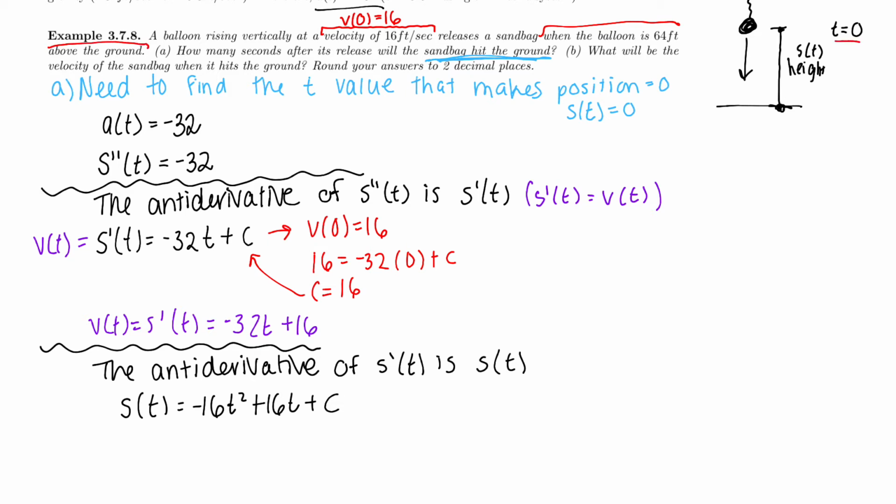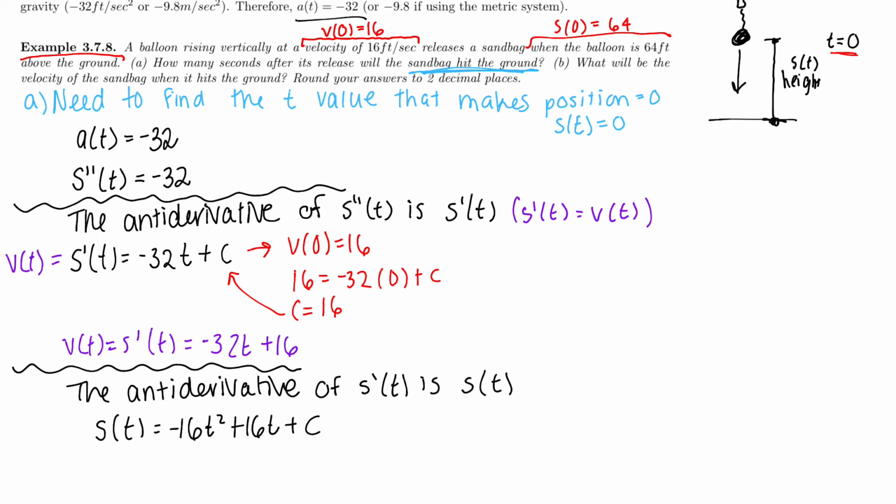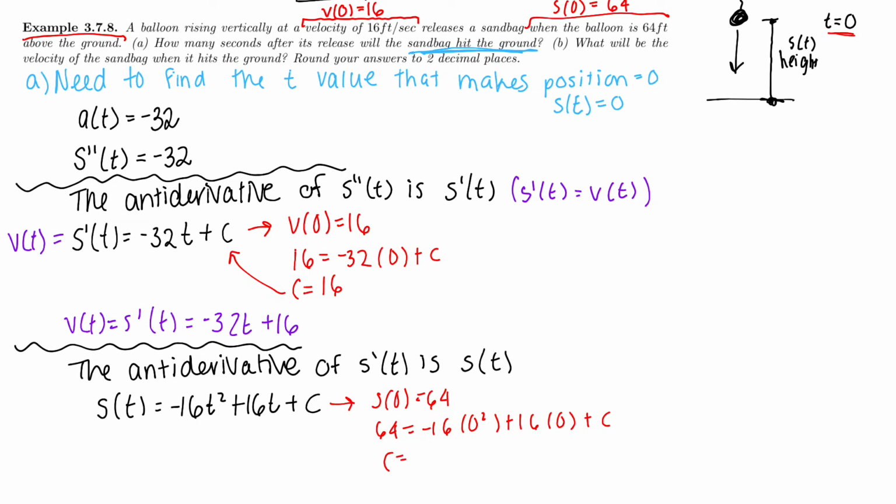So when time is equal to 0, at the moment we released the sandbag, the position was 64 feet above the ground. So s of 0 is equal to 64. 64 equals negative 16 times 0 squared plus 16 times 0 plus c. You're going to get c is equal to 64. Plug that right back in.